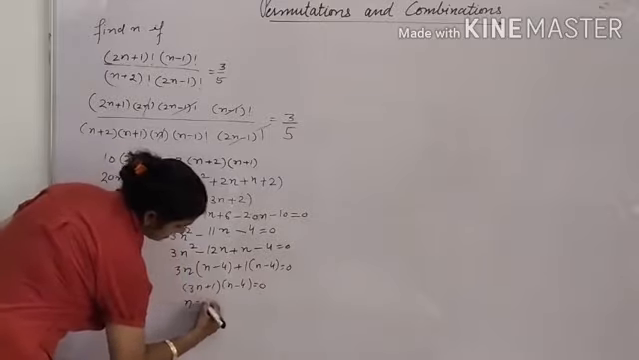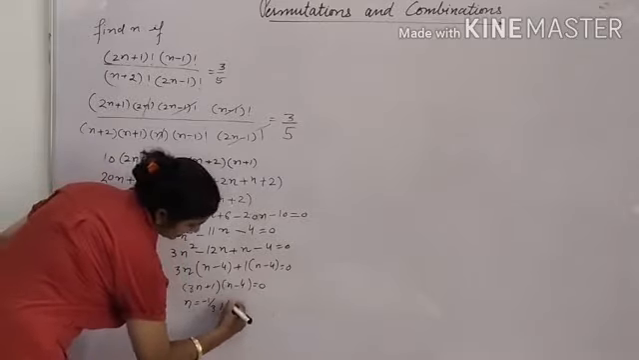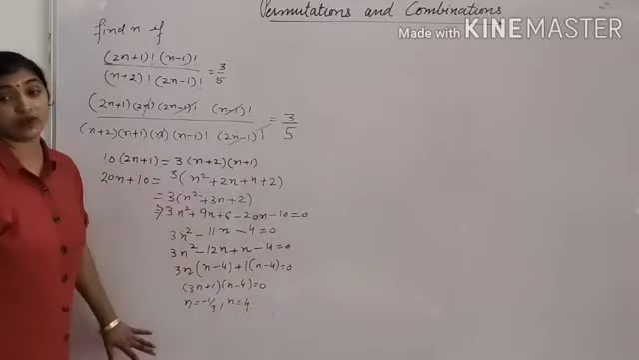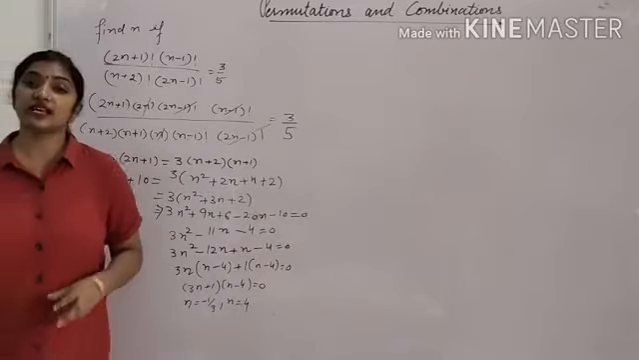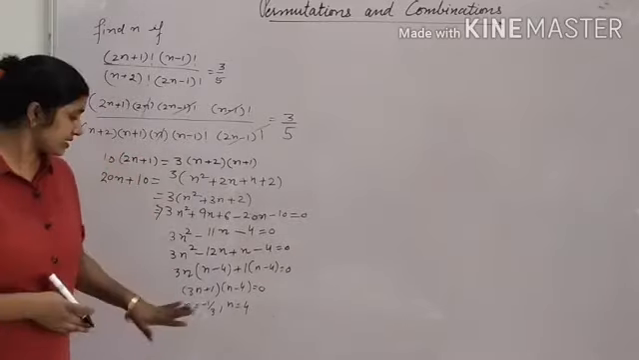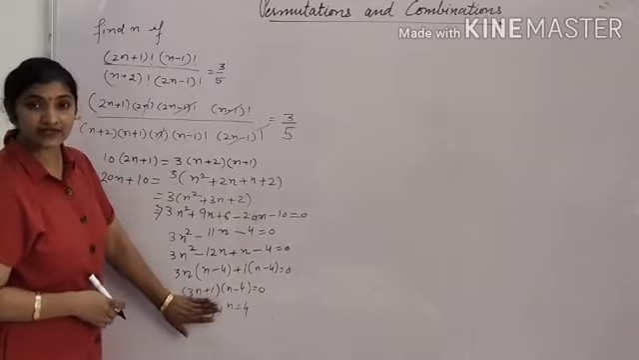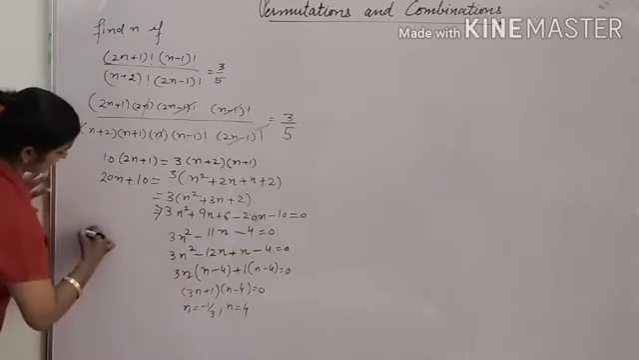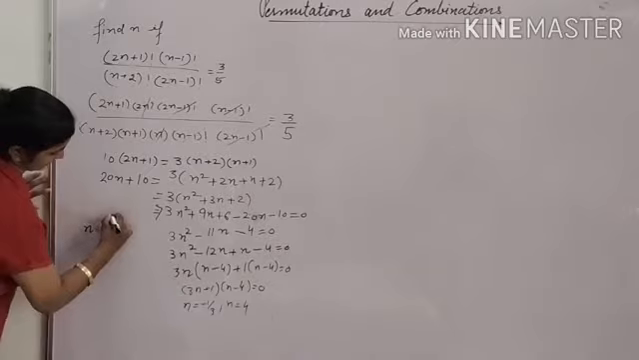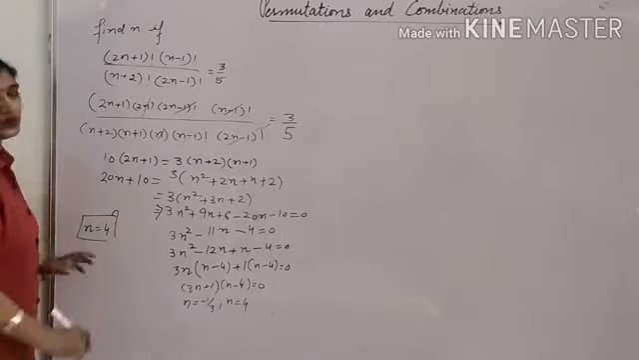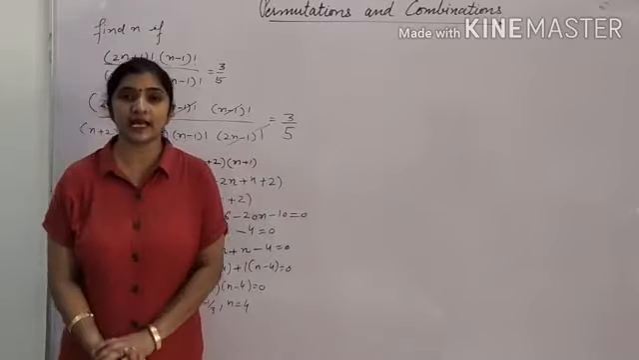So n may be minus 1 by 3, n may be 4. But we know that the factorial notations are not for the negatives and fractions. So we discard this value and we get n is equal to 4. Okay. So you can solve many more problems of this type.